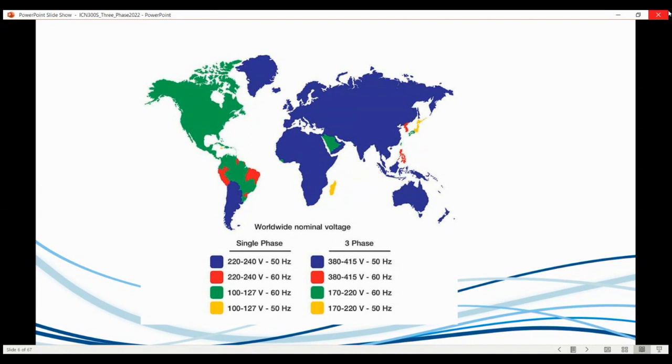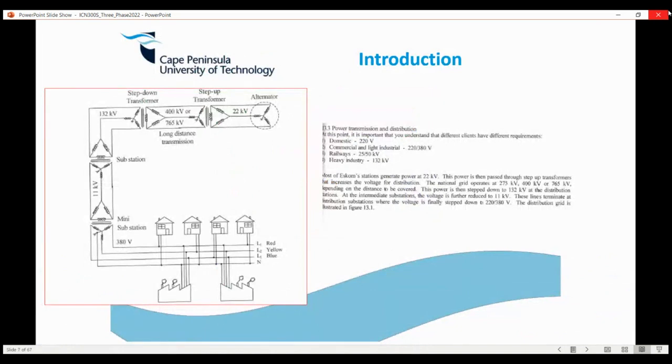And then the east side of the world, where Africa is as well, which is applicable to us, is that at your house at home we typically have 240 volt, or 239, at 50 hertz. And then obviously our three phase goes from 380 to 415, but particularly 380 at 50 hertz. So that's just showing an idea of the nominal voltage and frequency of three phase systems.